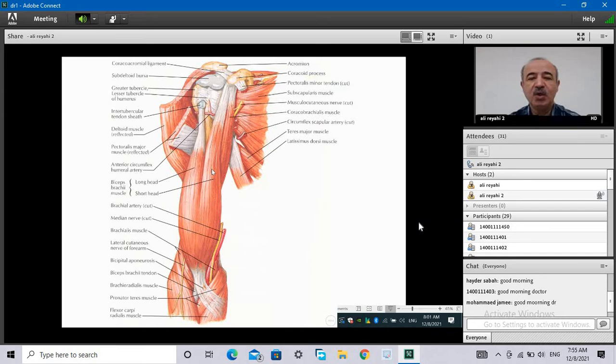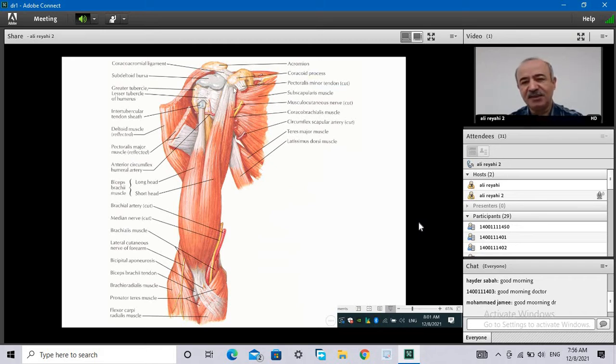Or in front of the arm, you can see this muscle. It's called biceps brachii. Biceps means this muscle has two heads, a short head and a long head, so it's called biceps.